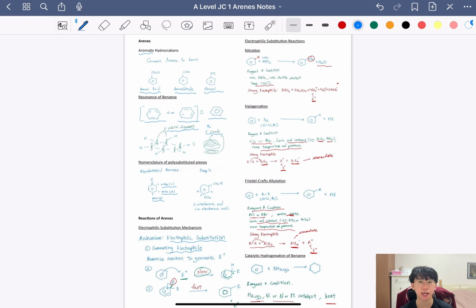Again, I must emphasize that you remember these three things. One is to memorize the reagents and conditions for the reactions for arenes. Two is to memorize how to draw the electrophilic substitution mechanism. And three, it is to understand the principles behind the reactions of arenes itself. Once you do that, do more practice and you'll definitely master arenes.